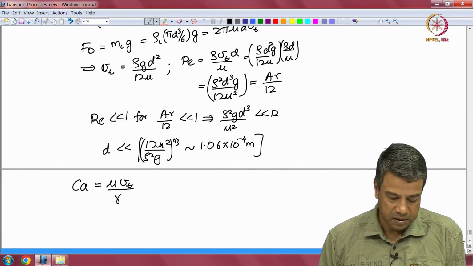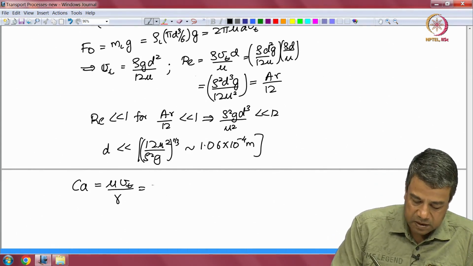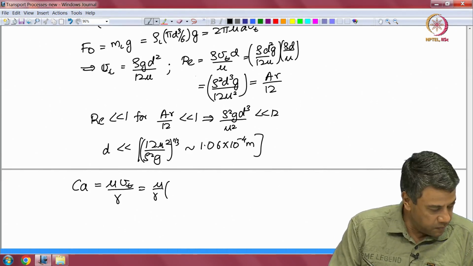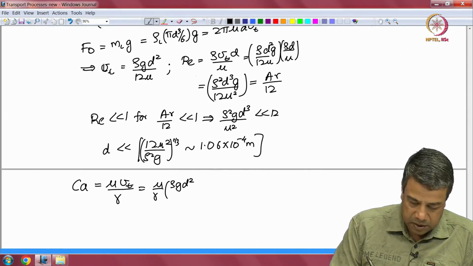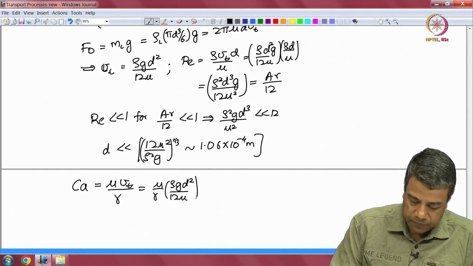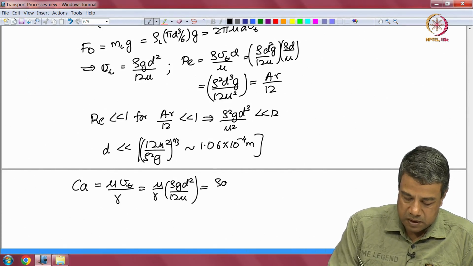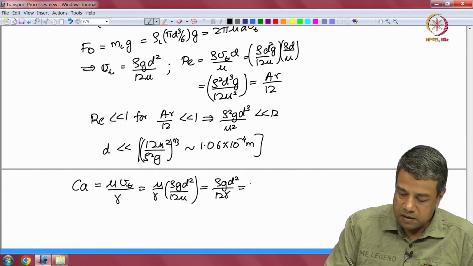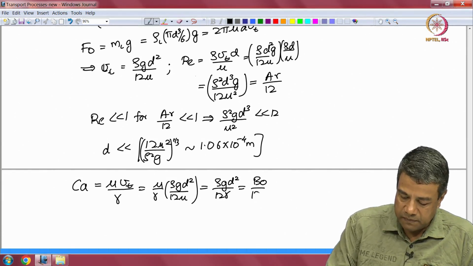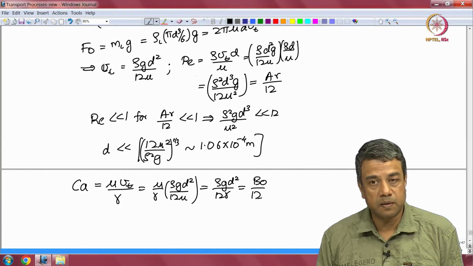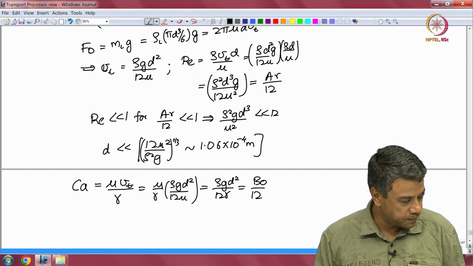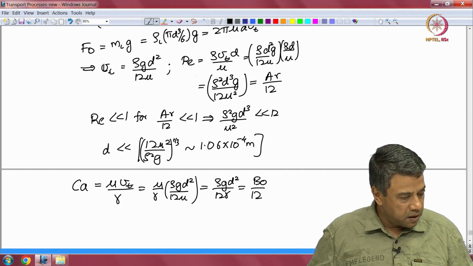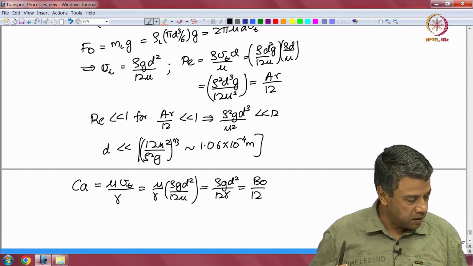Okay. So, based upon this terminal velocity, I can write mu by gamma into rho g d square by 12 mu, okay, which is rho g d square by 12 gamma, okay, which if you recall is the Bond number by 12. Okay, so, the capillary number for a rising bubble is 1/12th of the Bond number, and the capillary number is much smaller than 1. Okay.